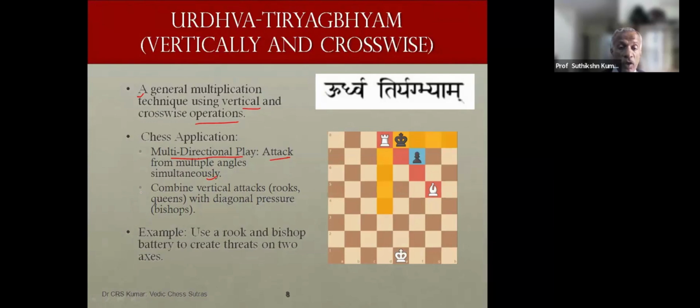That is, combined vertical attacks, that is rooks and queens, with diagonal pressure, that is using the bishops. Bishops can control the diagonal squares, as you are aware according to the rules of chess, and rooks can control the rows and columns in which they are present. This is used here on this board. This bishop is supporting this rook, which is delivering a check. Also, the squares here are controlled, so the king cannot escape, and there is a checkmate happening here.